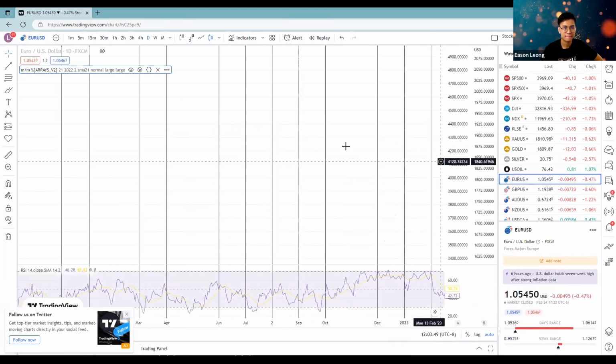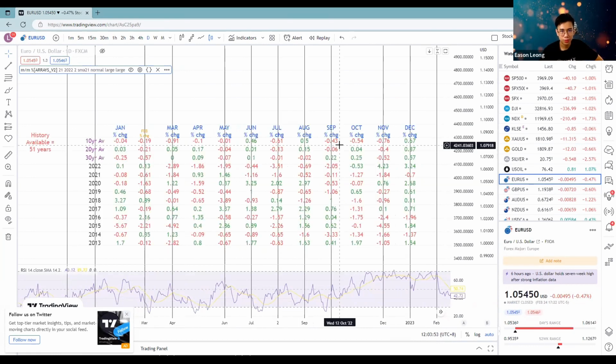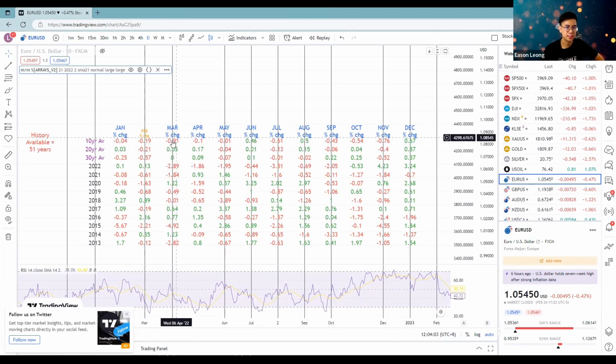Euro USD. Alright. Now, for Euro USD, this part is a bit tricky because it is only March that comes down. For the past 10 years, March is coming down. But if you look into the entire 10, 20, 30 years, right?